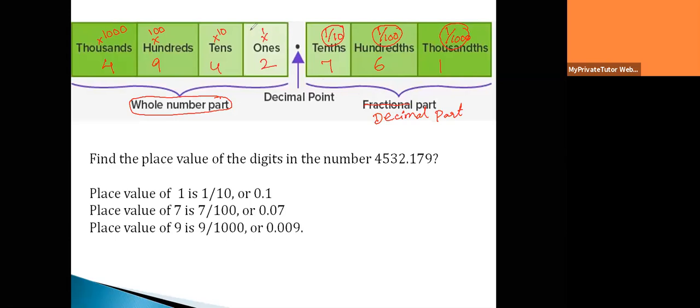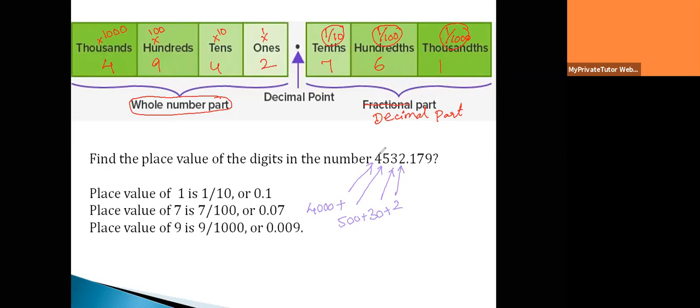Okay. So I have taken one example here. Just take a look at this. What is the place value of the digit? I think you guys learned the place value of whole numbers. For example, let's take the same number. The place value of 2 is 2. The place value of 3 is 30, right? Because 3 is the tens place. The place value of 5 is 500. And the place value of 4 is, it is at the thousands place, so it is 4000.